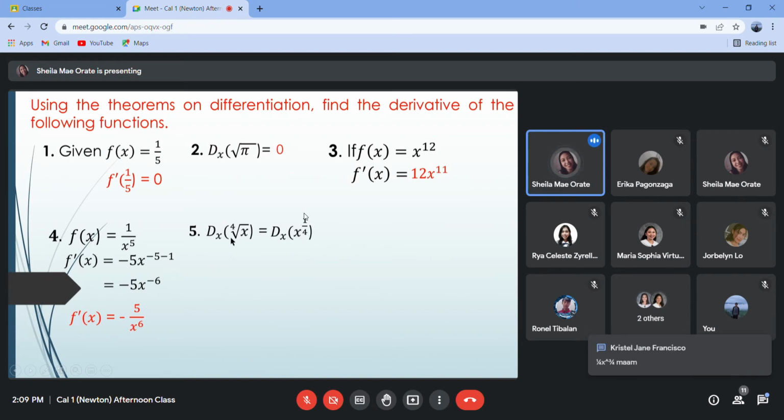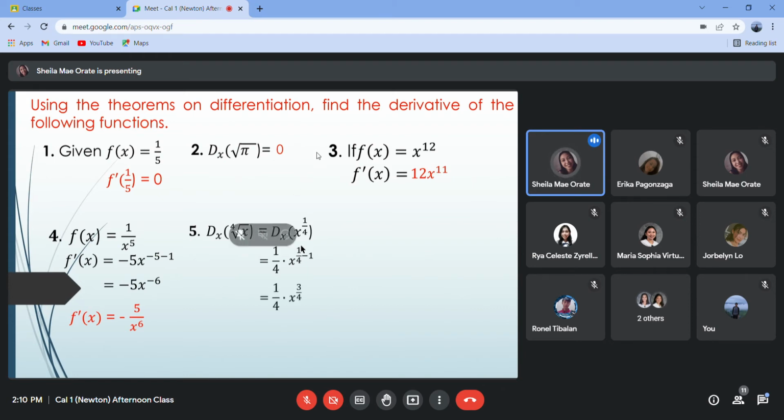So, we change our radical expression here into a variable with a rational exponent. So, atong i-apply ang power rule. So, we have 1/4 times x raised to the power of 1/4 minus 1, which is 1/4 x raised to the power of 3 fourths. Actually, this is already our answer here. But if you wanted to simplify, or if ipa-simplify sa inyong teacher, you can have an answer x raised to the power of 3 fourths over 4, or 4th root of x cubed over 4.